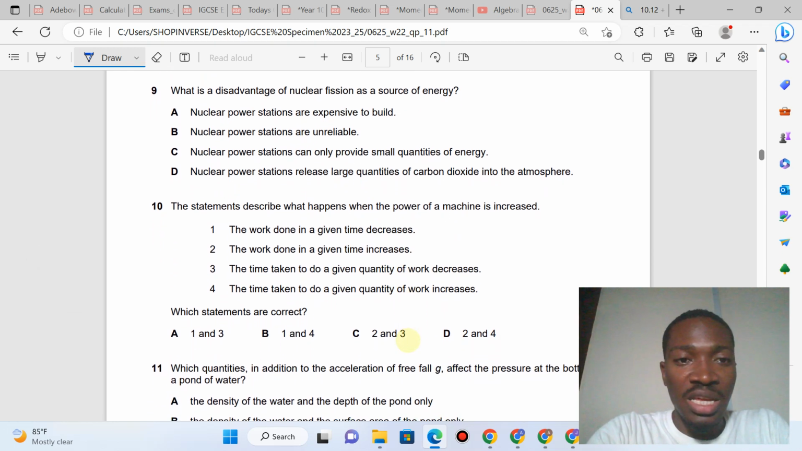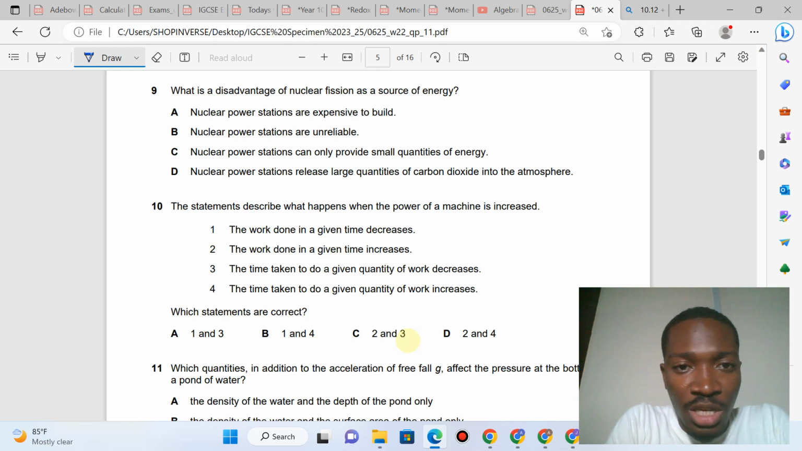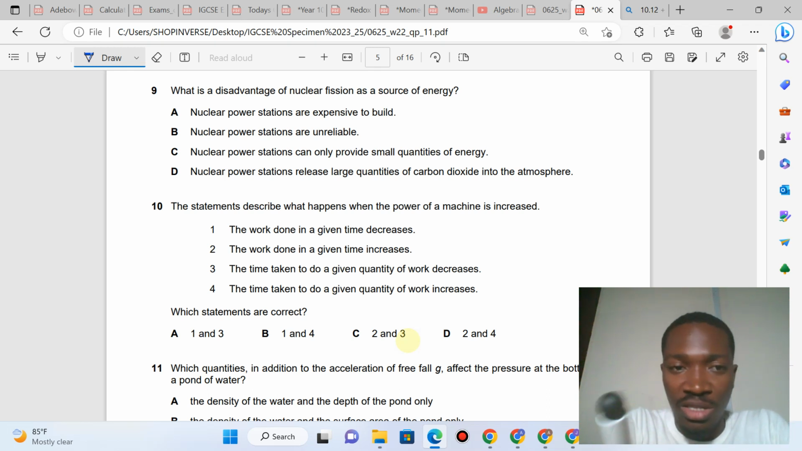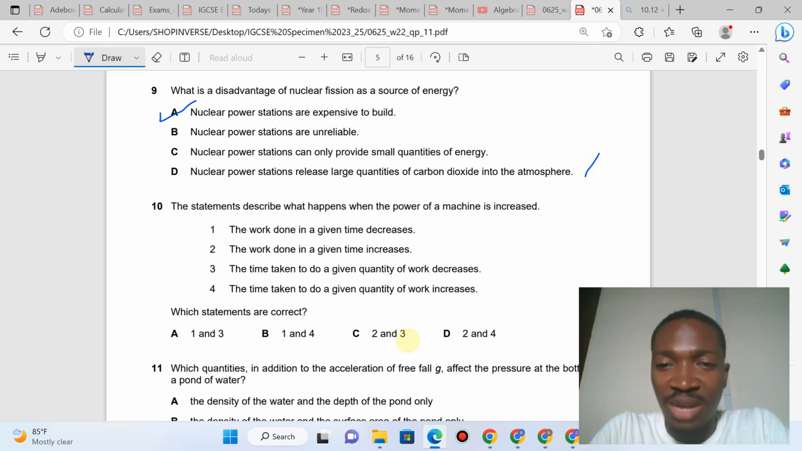Question 9. What is a disadvantage of nuclear fusion as a source of energy? Option A, nuclear power stations are expensive to build. That's correct. Option B, nuclear power stations are unreliable. No. Option C, nuclear power stations can only provide small quantities of energy. No, that's not correct. Option D, nuclear power stations release large quantities of carbon dioxide. No, nuclear power stations do not release carbon dioxide. So option A is the only correct answer.